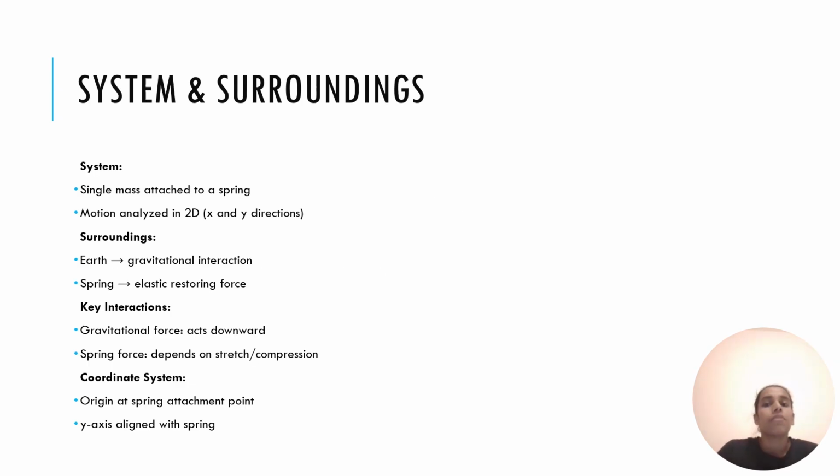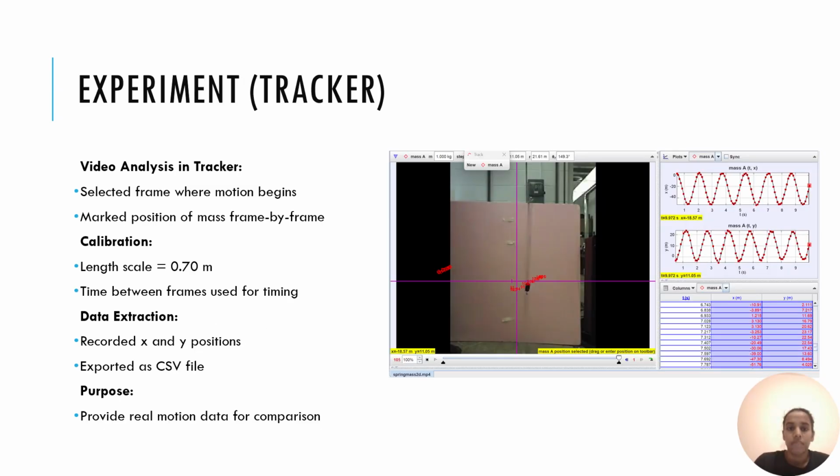The system consists of a mass attached to a spring moving in two dimensions. The surroundings include the Earth, which provides gravitational force, and the spring, which exerts an elastic restoring force. These are the only forces considered in the model. The coordinate system is defined with the origin at the attachment point and the y-axis aligned with the spring.